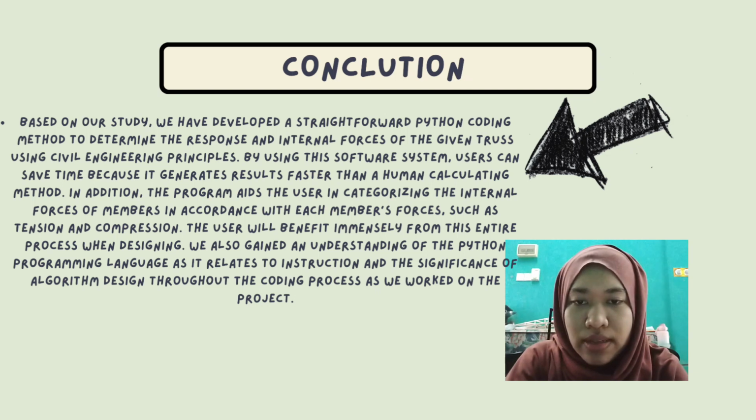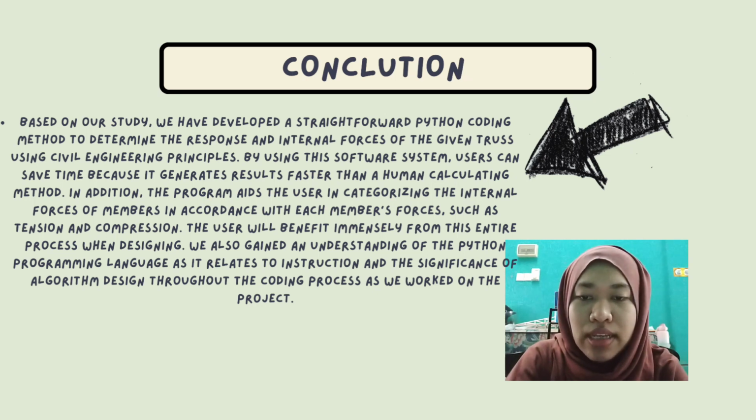The user will benefit immensely from this entire process when designing. He also gains an understanding of the Python programming language as it relates to instruction and the significance of algorithm design through the coding process as we work on the project. Thank you.